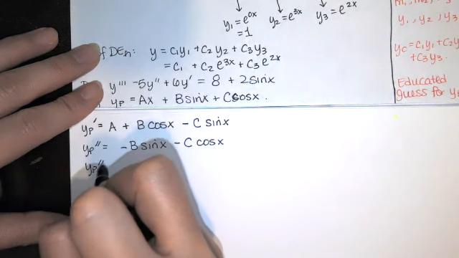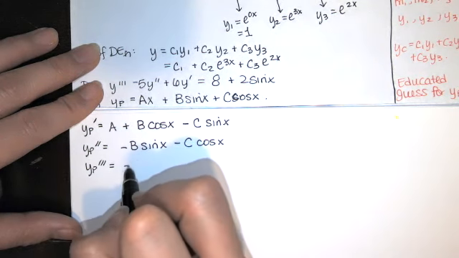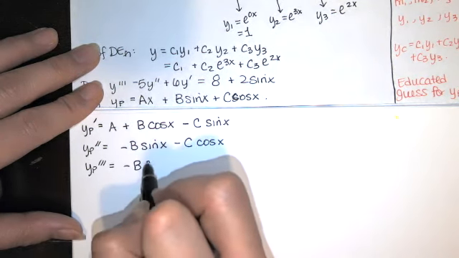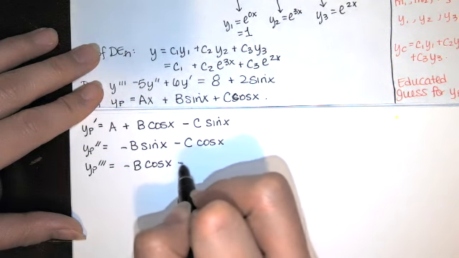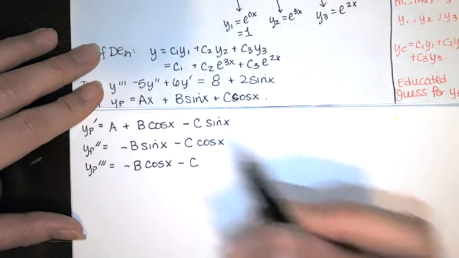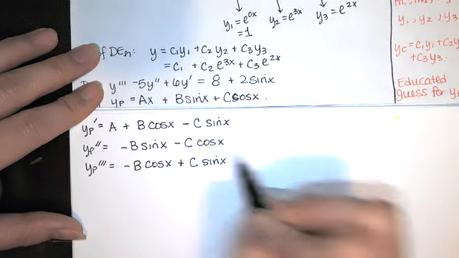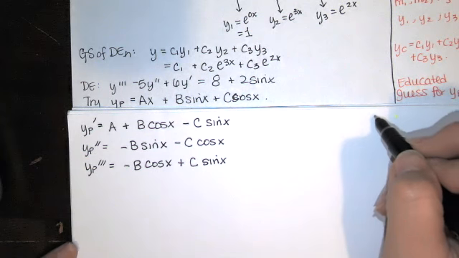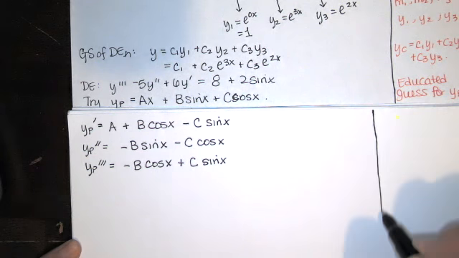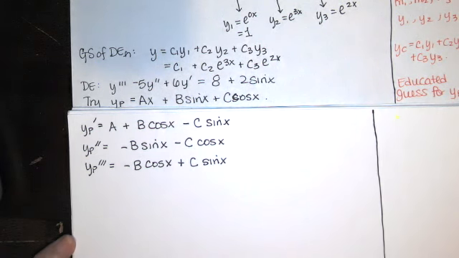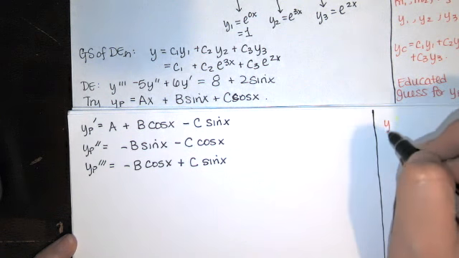It's third order, so we need one more derivative. Bring your negative b down. Derivative of sine of x is cosine of x. Bring your negative c down. Derivative of cosine of x is negative sine of x. A negative times a negative will make that a positive. Okay. So we've computed our derivatives.